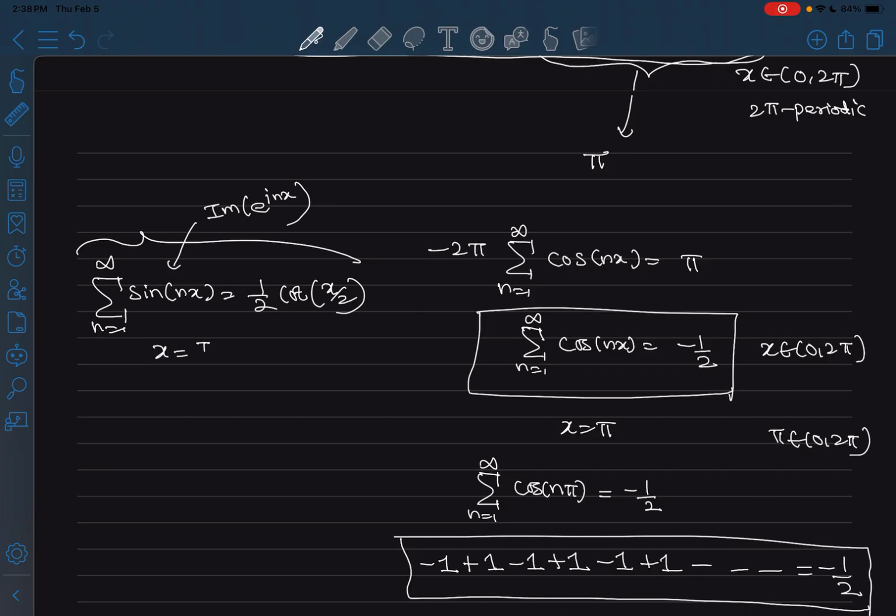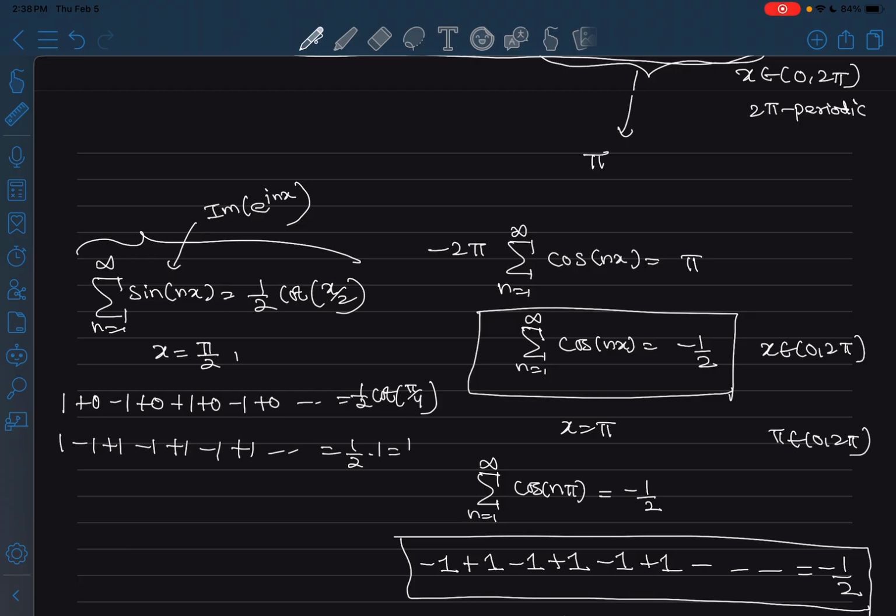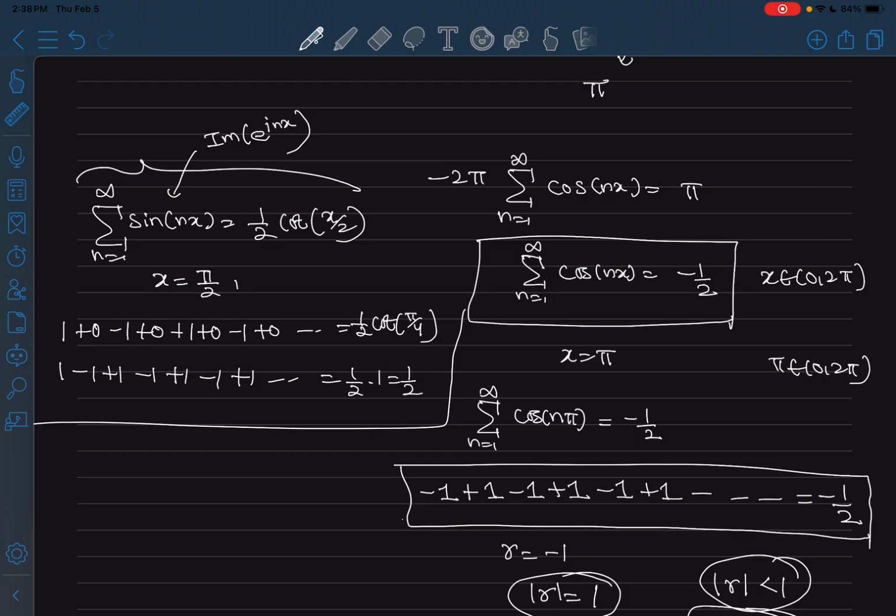And over here, let's say x is pi over 2, sine of n pi over 2 is 1 for n equals 1, and then 0, and minus 1, and then 0, plus 1, 0, minus 1, 0, and so on. And the right hand side is half of cotangent of pi over 4. So over here, we can see that 1 minus 1 plus 1 minus 1 plus 1 minus 1 plus 1, this thing is just half times 1, which is half, which is exactly the same idea. Like over here we got minus half, where it begins with minus 1, and if it begins with 1, then it's half.